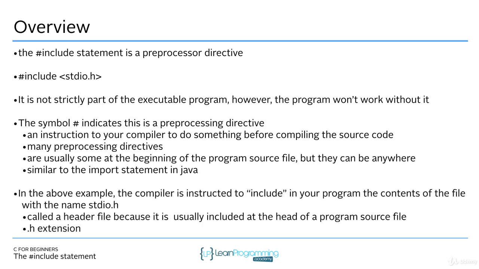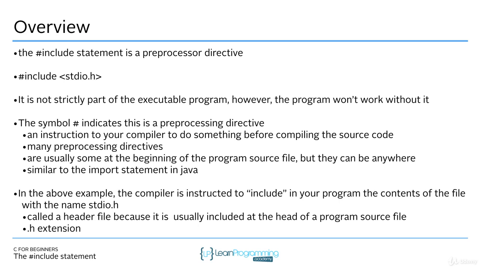So in the above example here with the include pound symbol stdio.h, this is telling your compiler to include some of the contents of the file with that name. So there's a file name that exists somewhere called stdio.h. And what the directive is saying is my current program that contains the directive needs some of the contents inside this file in order to compile.